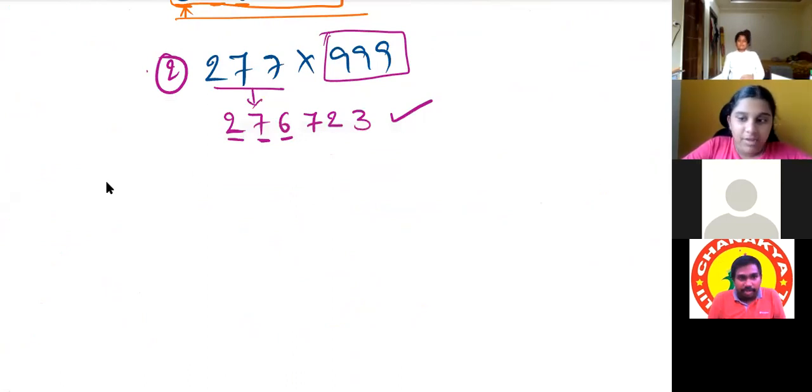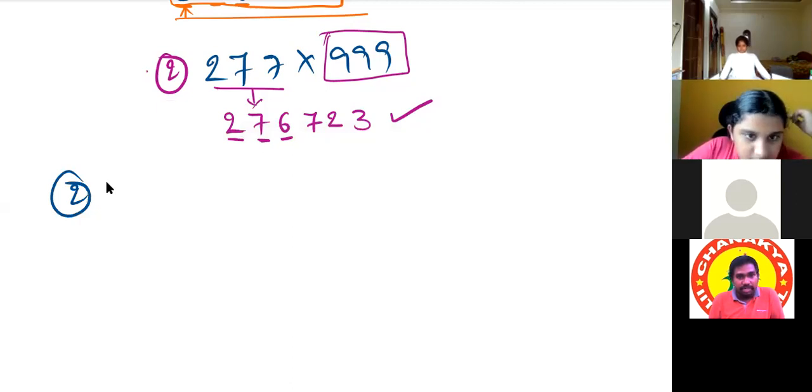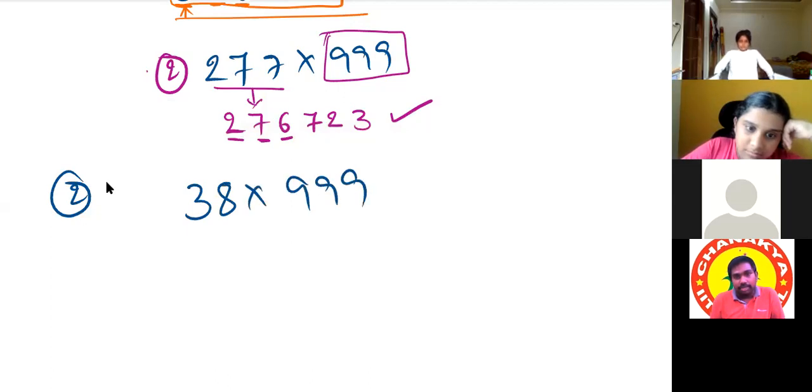I'm explaining the second model. See, if the number of digits is less than the number of nines, like 38 into 999. With 99, the digits and nines are equal, right? Here it is 999.